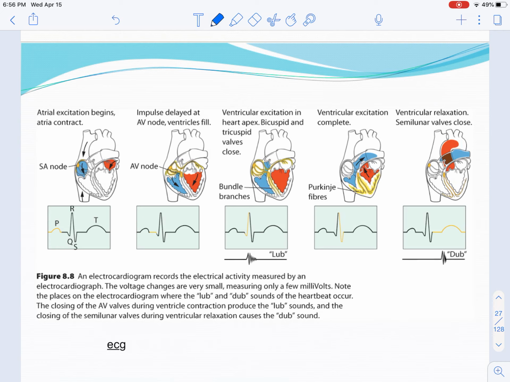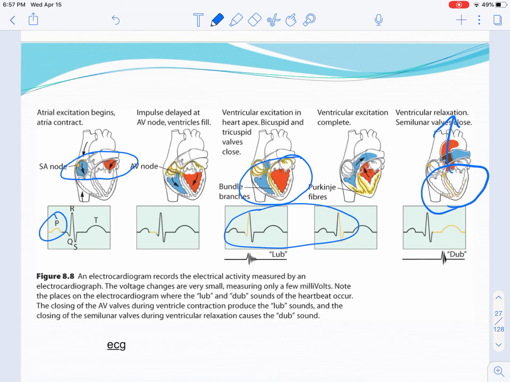This picture is showing that when the SA node makes both atria contract, you get the P wave. It shows you when the AV node causes both of the ventricles to contract, you're going to get this QRS wave, and then when the blood is filling up in the ventricles and it's being sent out to the lungs and aorta, you're going to get that residual T wave there.